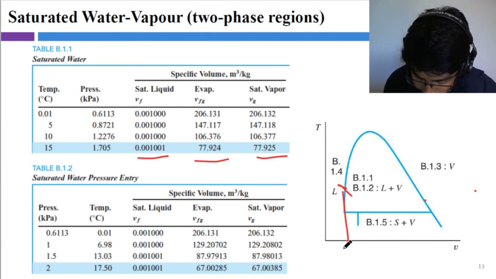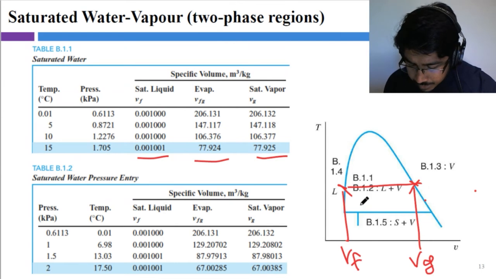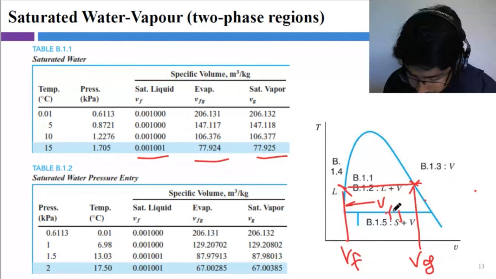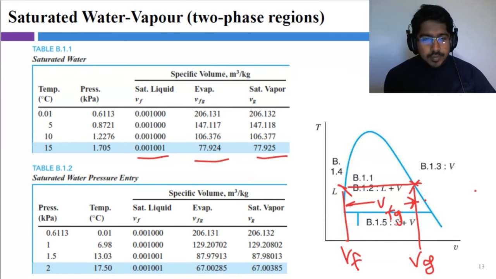Vf is going to be on this line. This is Vf, and for the same temperature, Vg is going to be this guy, and then the difference between this is going to be Vfg, right? So you can get these readings.